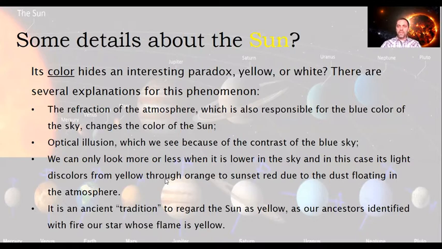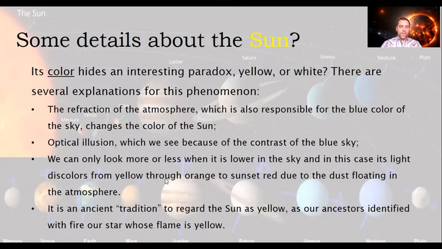We see the cloudless sky blue. It is because of the refraction of the atmosphere. The higher we are, for example, in an aircraft climbing up, the fewer air particles there are to cause reflection, so the blue is getting darker and darker. So the reflection changes the color of the Sun. And there is an optical illusion as well, which we see because of the contrast of the blue sky.